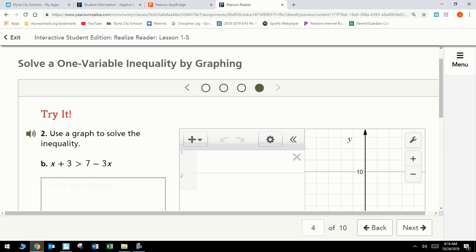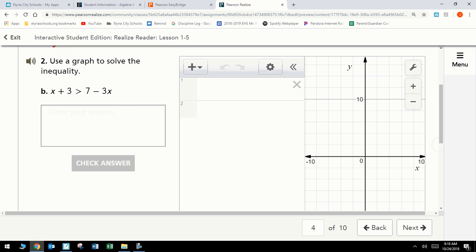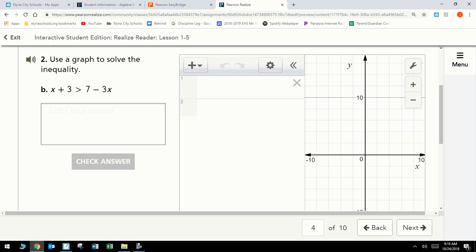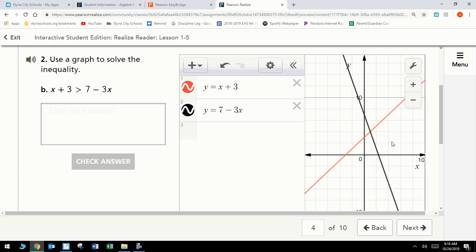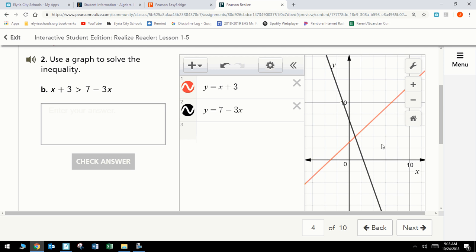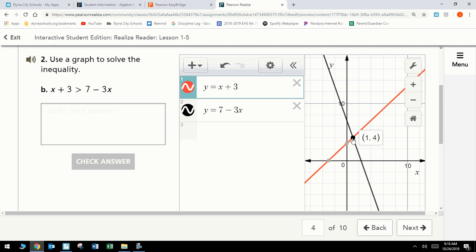Okay, on the next one, using this inequality, you just find where it meets. So if I want to, first I would say y equals x plus 3. And then we would do y equals 7 minus 3x. And then we're asked, where is the orange graph greater than the black graph? Okay. So where is their intersection point?